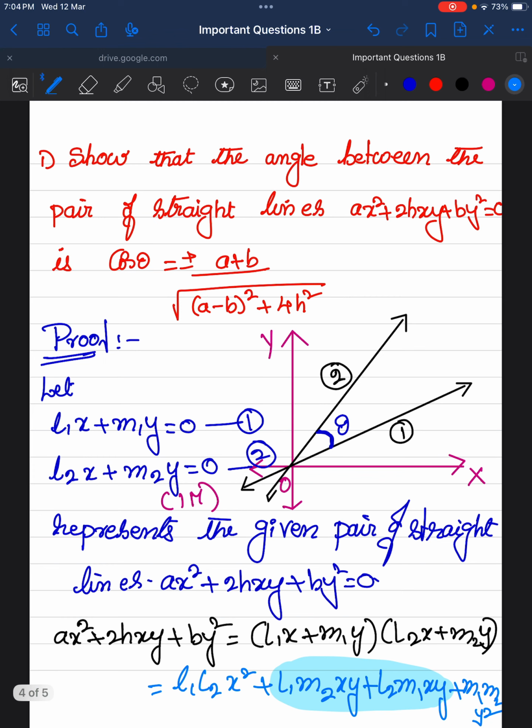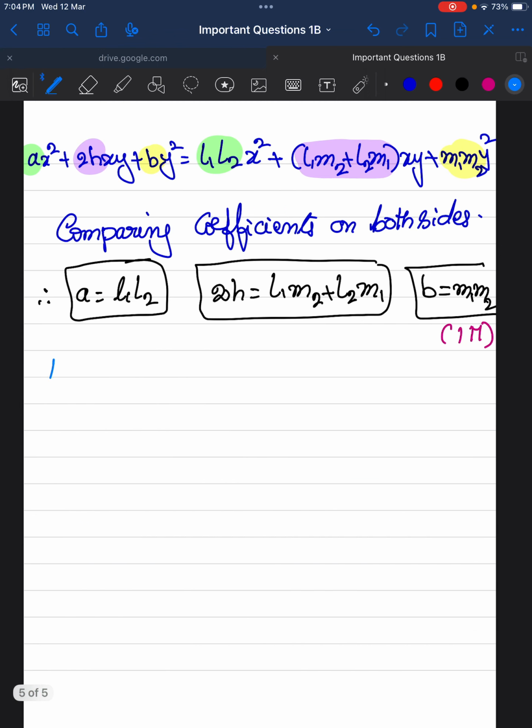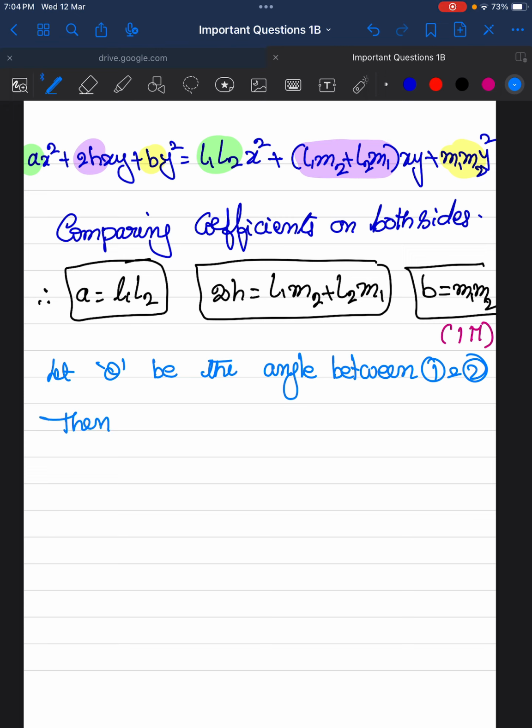What is that? You have to show that the angle between the pair of straight lines. Let theta be the angle between first line and second line, 1 and 2, angle between the pair of lines. Then I need to apply cos. Listen carefully.